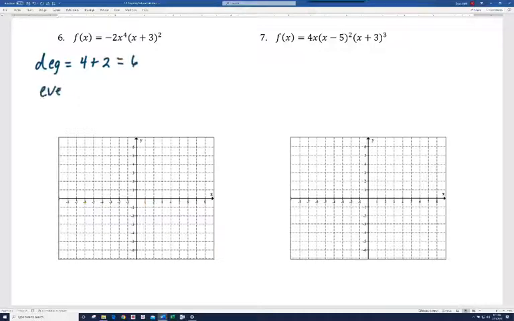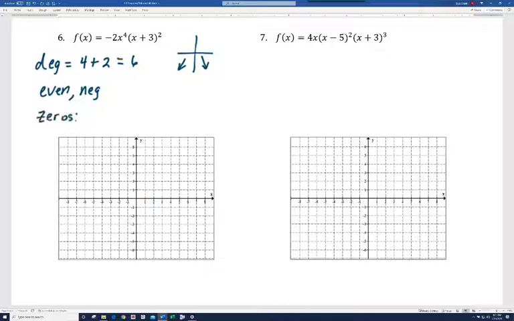And so we're even and negative. The coefficient out front is -2, so even degree, negative coefficient out front. And so our end behavior is going to look like this. It's going to open down, or I should say the graph's going to fall on both ends.